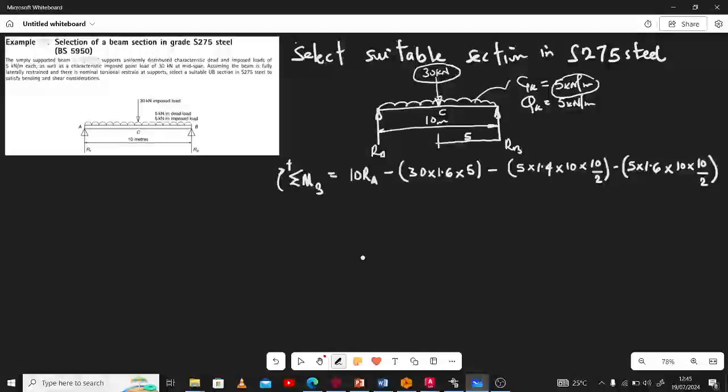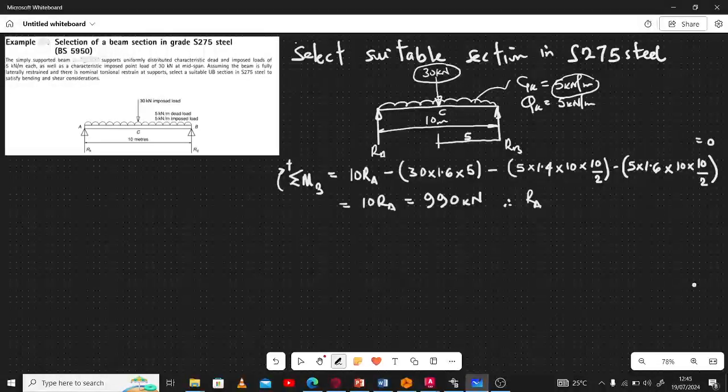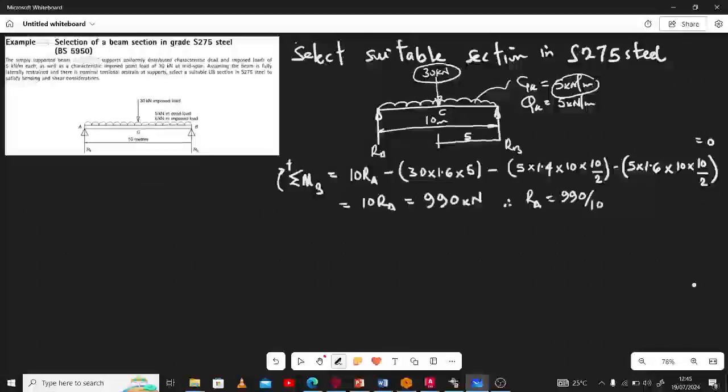So resolving this, this is equal to 0 anyways. We know that this is equal to 0. So we have 10 RA equals 990 kilonewton. All right. So therefore, RA, do not forget, like I mentioned, this is equal to 0, of course, will be equal to 990 kilonewton divided by 10. That's 99 kilonewton.